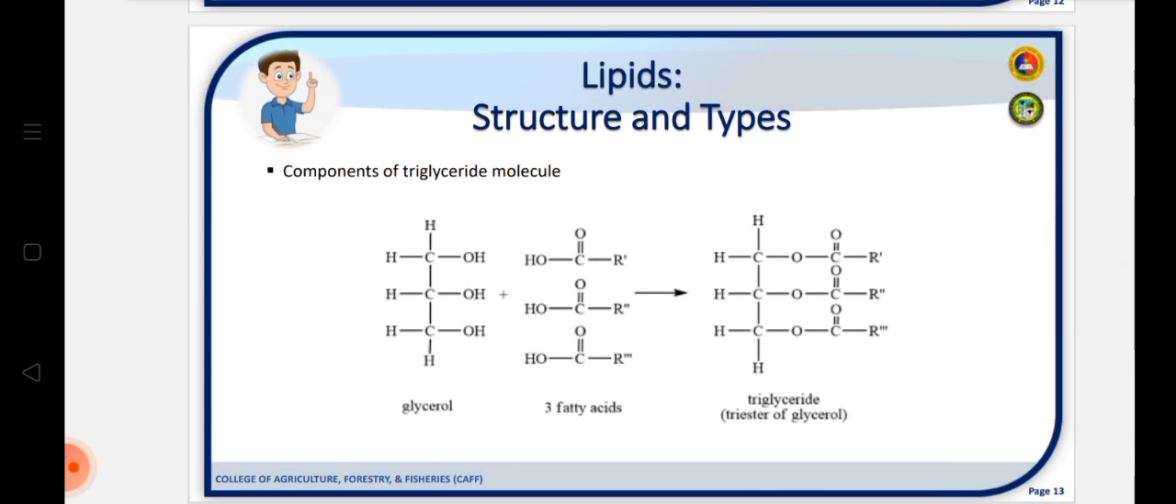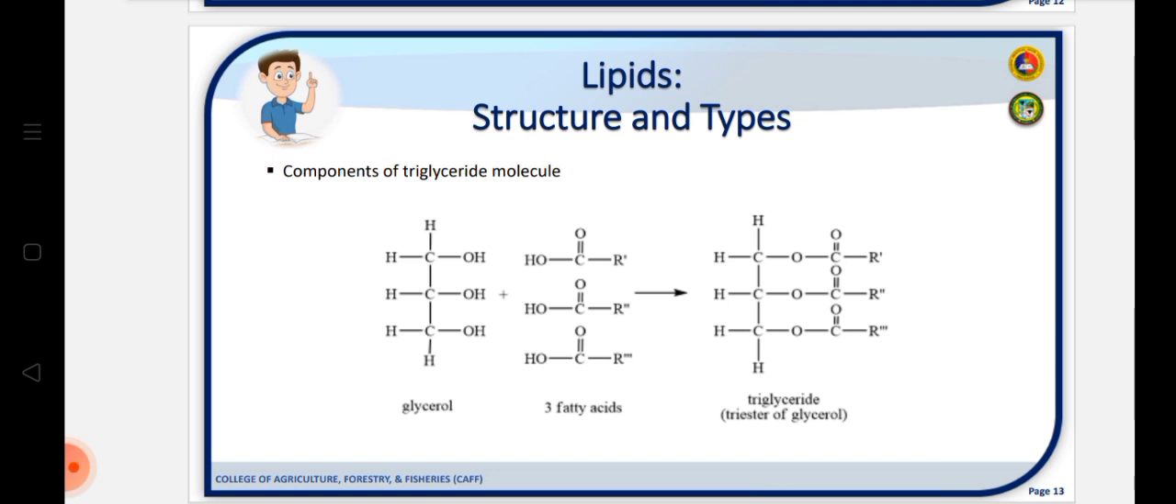Let's now examine how triglycerides are formed at the molecular level. This reaction illustrates the synthesis of a triglyceride, a type of lipid that plays a central role in energy storage. On the left, we see glycerol, a three-carbon molecule with hydroxyl groups attached to each carbon. This backbone will serve as the anchor for the fatty acid chains. Each fatty acid consists of a carboxyl group attached to a long hydrocarbon chain.